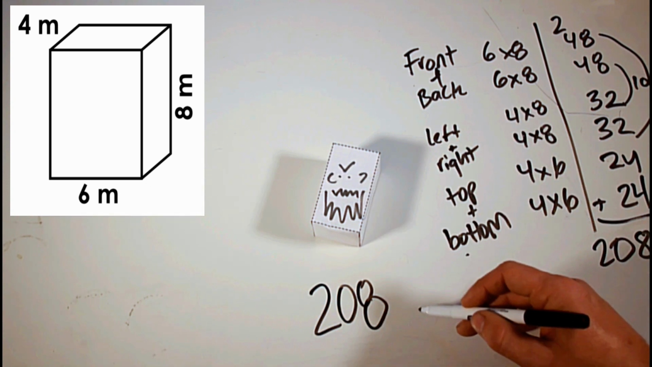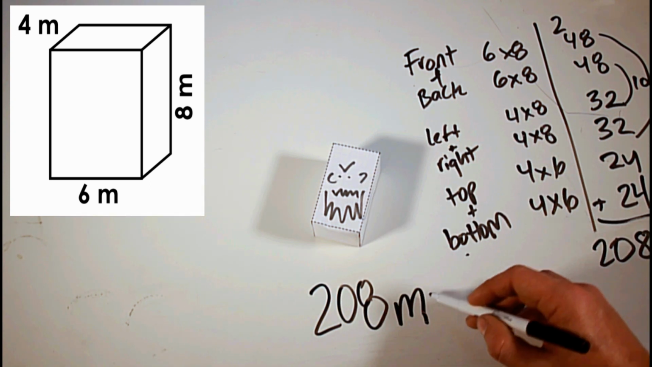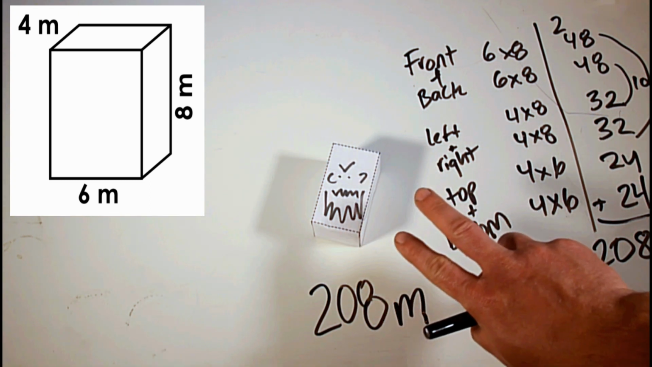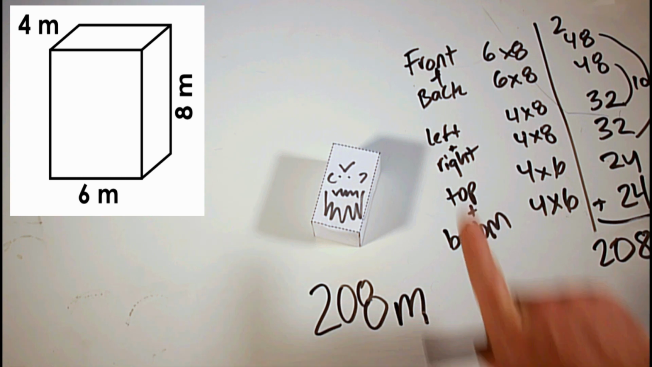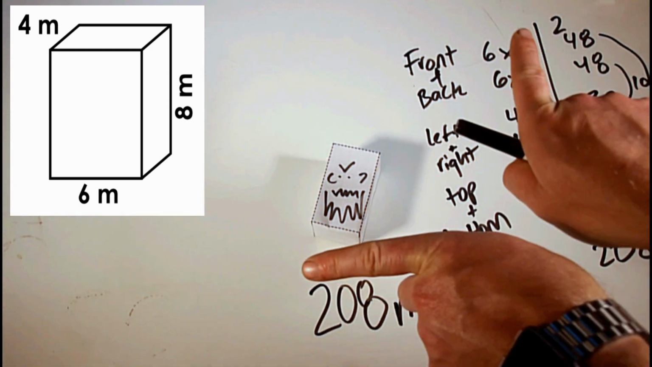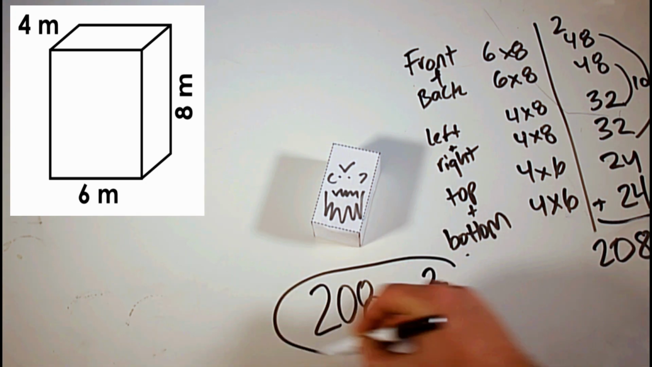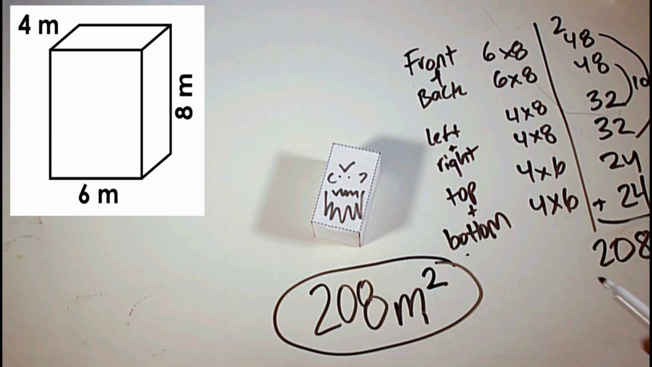problem. Our unit says meters, M. And because we're talking about area, which is a 2-dimensional shape, right? It's not just 1-dimensional, which is a line. It's 2 lines that come together and create a shape. So it's squared. Our answer is 208 meters squared.